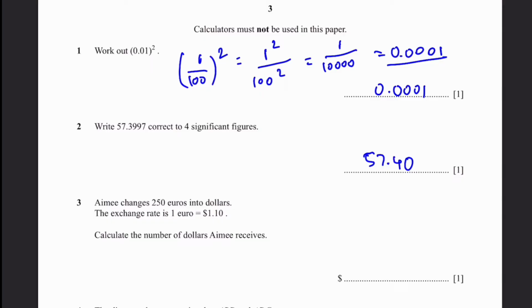Question 3. AME changes 250 euros into dollars. The exchange rate is 1 euro is $1.10. Calculate the number of dollars AME receives. So 250 euros into dollars is just going to be 250 times 1.10, which is $275. That'll be the answer.